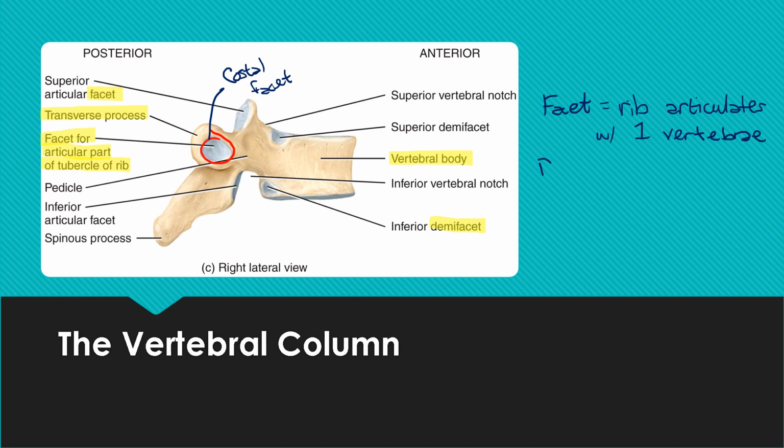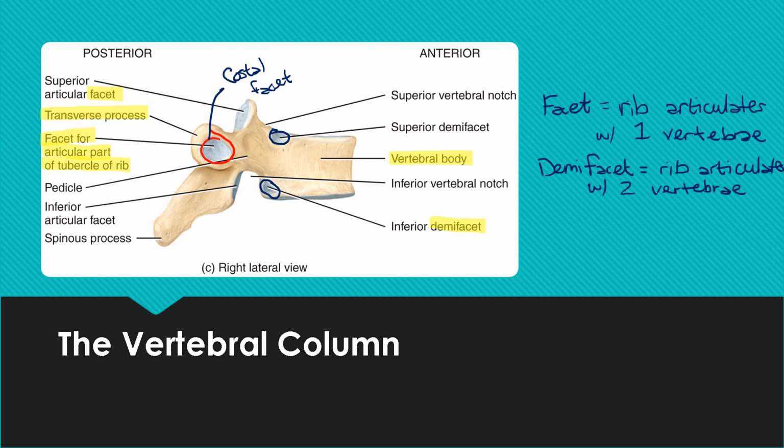And a demifacet, this is when the head of the rib articulates with two adjacent vertebral bodies. So the rib articulates with two vertebrae. So we can see here we have an inferior demifacet and a superior demifacet.